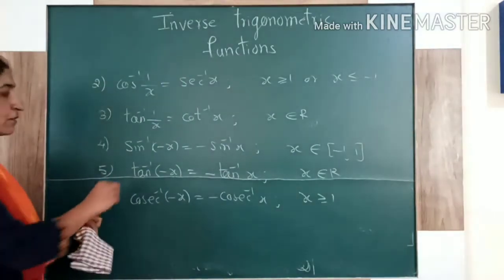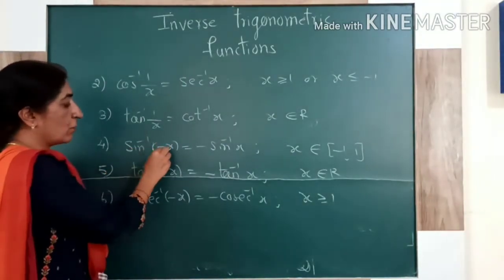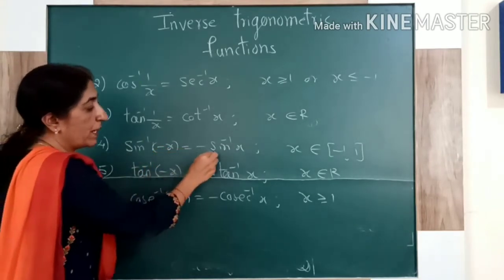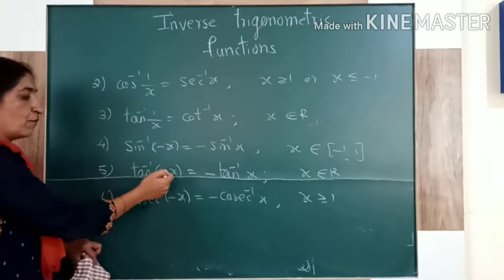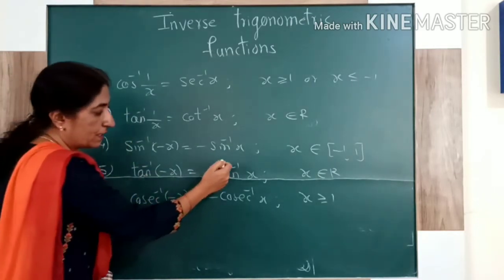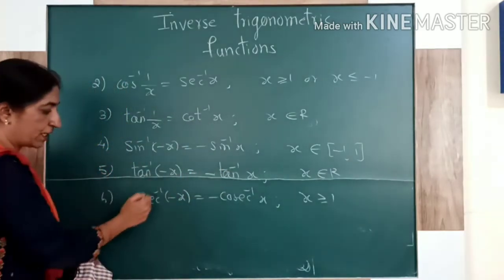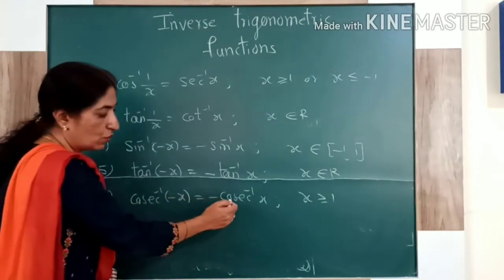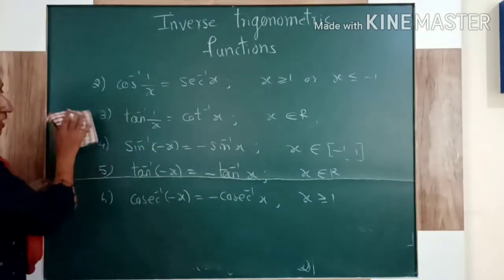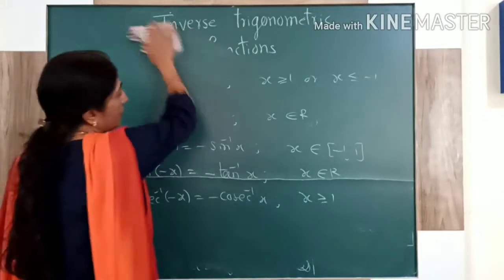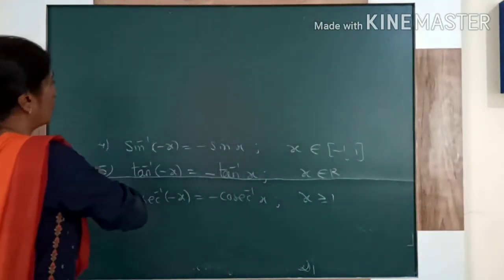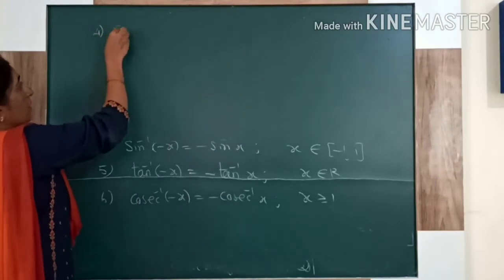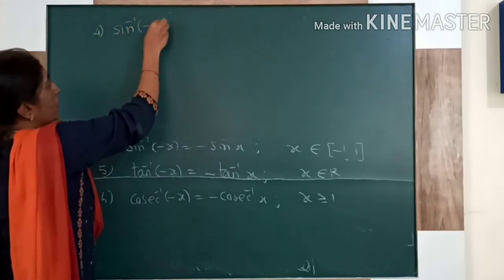In these formulas we are observing sin inverse of minus x is equal to minus sin inverse x. Similarly, tan inverse of minus x is equal to minus tan inverse x, and cosec inverse of minus x is equal to minus cosec inverse x. Like previously, here also I am explaining one formula and the remaining two are similar. So start with sin inverse. I am writing the formula here.